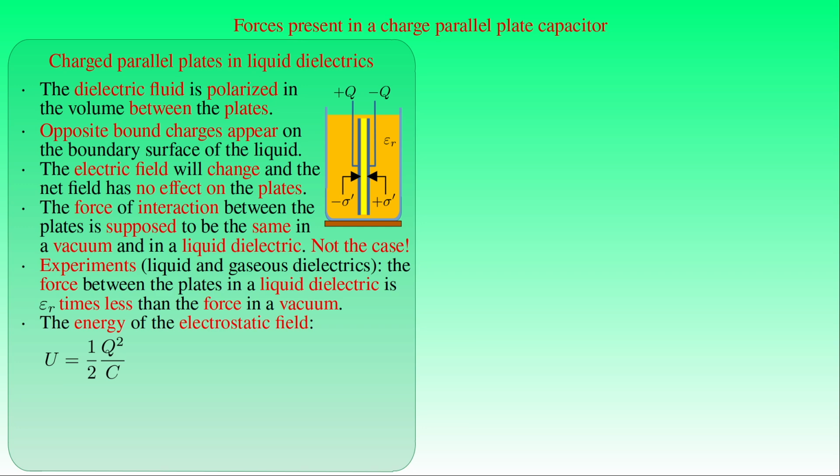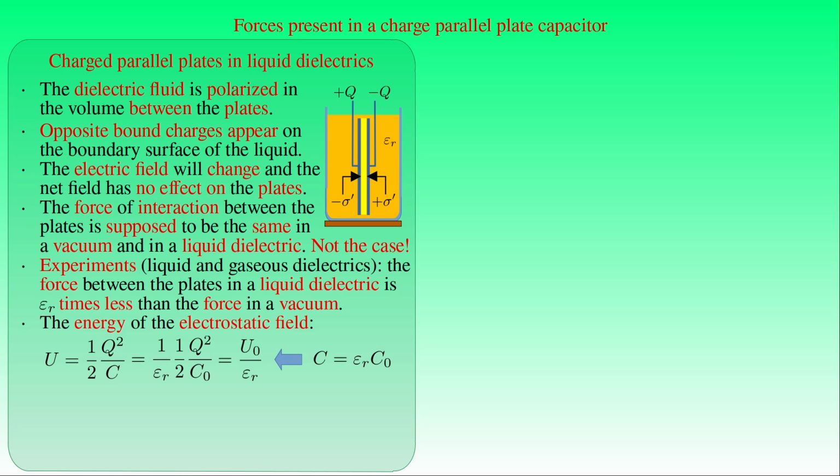We already saw that the capacitance C of a parallel plate capacitor with a dielectric material of relative permittivity epsilon r between its plates, is epsilon r times greater than the capacitance C0 of the same capacitor in a vacuum. If we substitute this expression into the right-hand side of the equation describing the energy U of the electrostatic field between the charged plates immersed in the liquid dielectric, we find that it is epsilon r times less than the energy U0 of the charged plates in a vacuum.